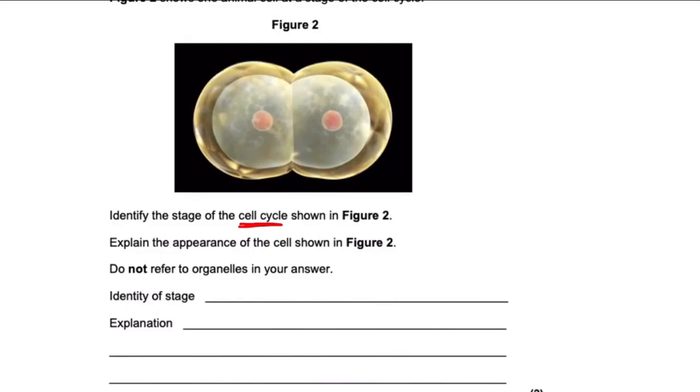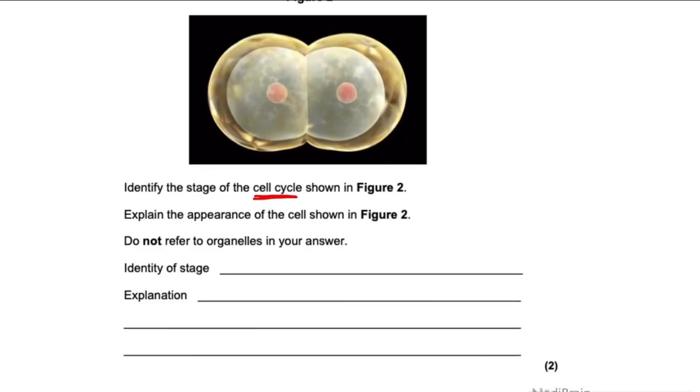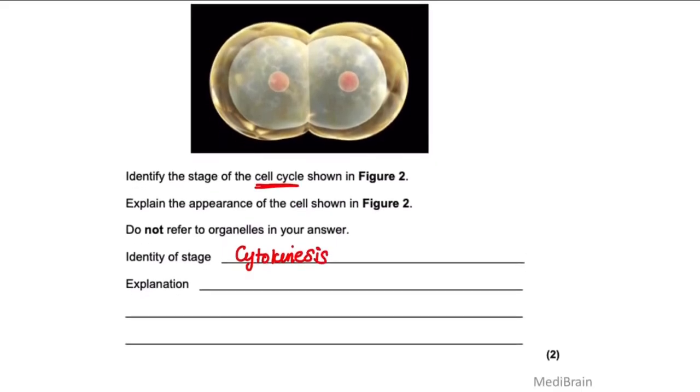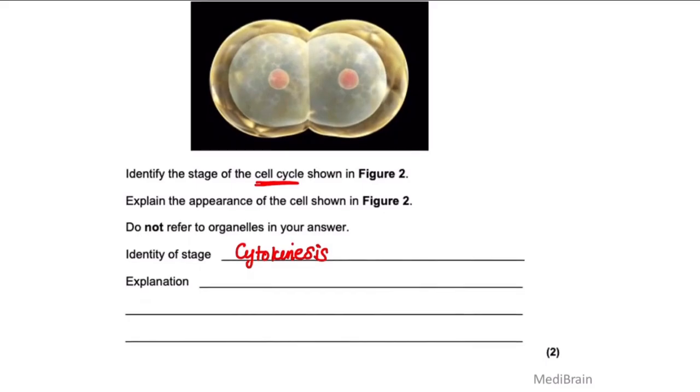And remember, in the cell cycle, there are three stages. You've got your interphase, you've got your mitosis, and then you've got your cytokinesis. This is going to be your cytokinesis. Cytokinesis, because your cell membrane is dividing and your cytoplasm is also dividing.